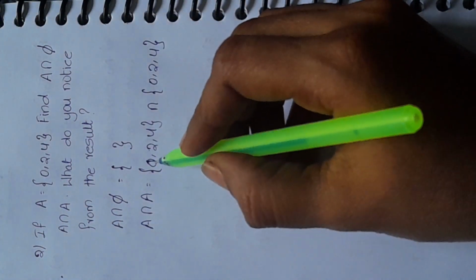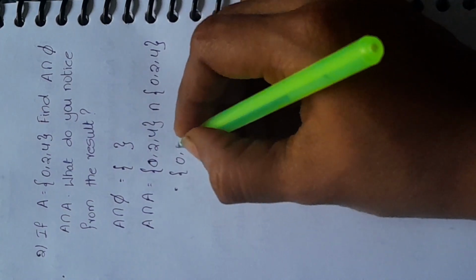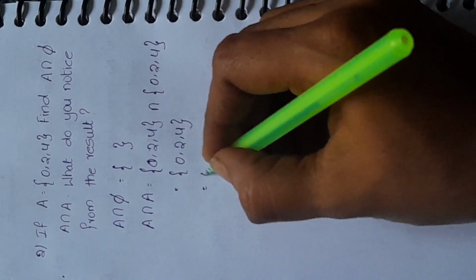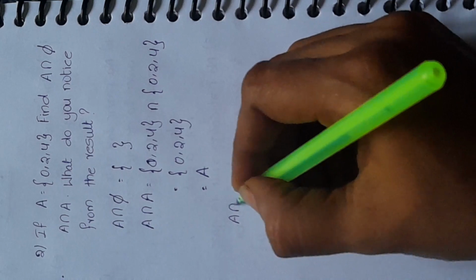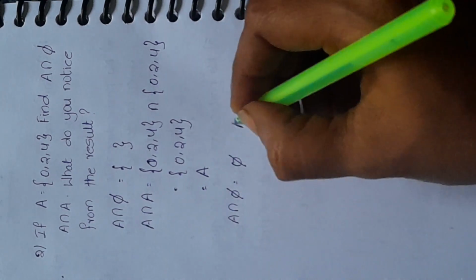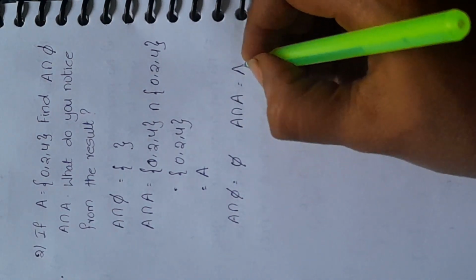A intersection A is, all the common terms are 0, 2, 4. So A intersection A is A. We can conclude that A intersection the empty set is the empty set and A intersection A is always A.